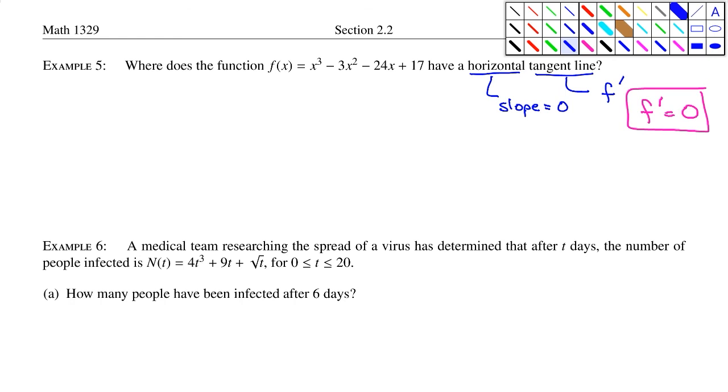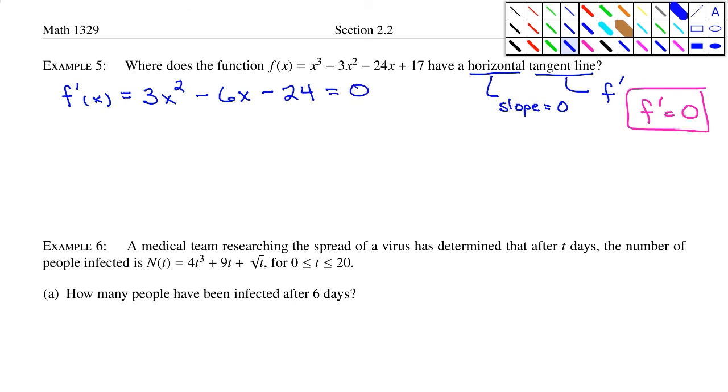So let's find the derivative of the function. The function was x cubed minus 3x squared minus 24x plus 17. So we take the derivative, bring the 3 down, 3x squared. Bring the 2 down, minus 6x, and then minus 24. We're going to set this derivative equal to 0 and solve for x.